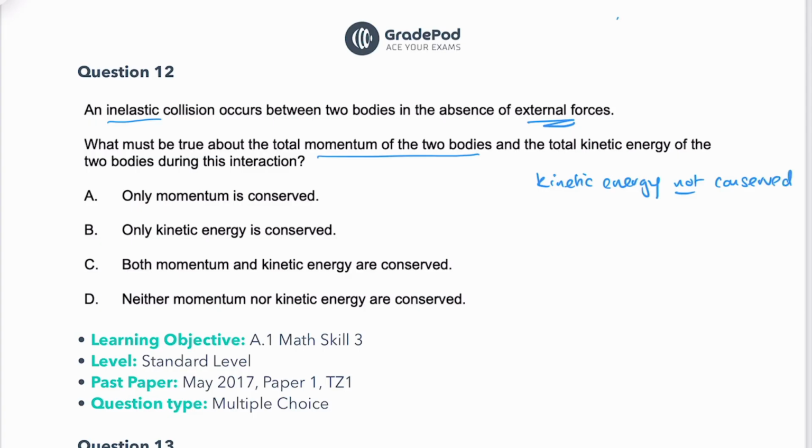Can we get rid of any things here? Okay, kinetic energy is conserved. That's not true. Kinetic energy is not conserved. So it's not B or C. The law of conservation of momentum tells us that in the absence of external forces, total momentum is always conserved. So we want to go to the answer where momentum is conserved, which is A, but that says momentum is not conserved, so it's not D. The answer is A.